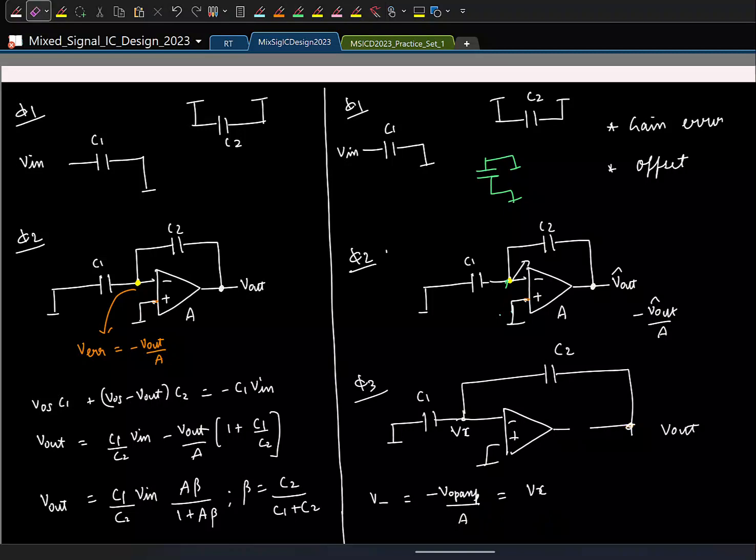So the idea is the same. I'll decouple these two, put something there, get the correct output and try to force this node to 0. So what will you put here? A capacitor charged to the output voltage. Simple.